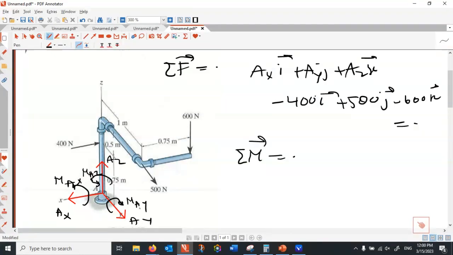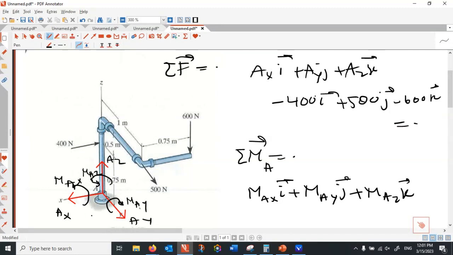What is that? We do it one by one. I take the rotation with respect to point A. If I take it with respect to A, we don't worry about the translations because they all vanish, they're passing through point A. So that will be only MAXI plus MAYJ plus MAZK. That is this one.